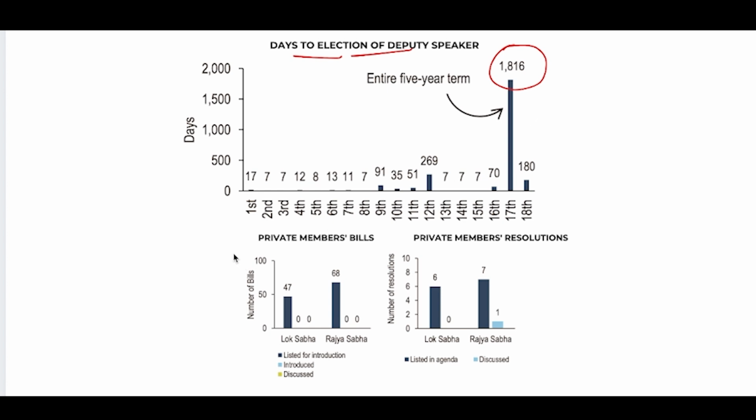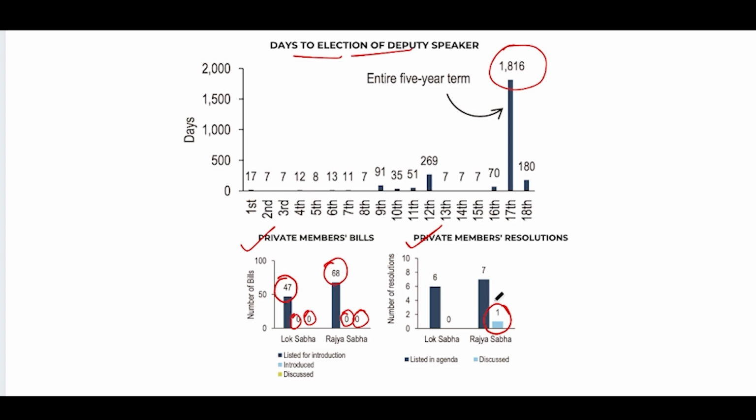deputy speaker. When it comes to the participation of non-government members in lawmaking, denoted by private member bills and private member resolutions, the ability of non-government functionaries to participate in lawmaking, you can see that out of 47 private member bills, 0 were passed and 0 were discussed, and that is for Lok Sabha. In case of Rajya Sabha, around 68 bills were listed for introduction, 0 were introduced and 0 were discussed. Similar is the case with private member resolutions, whereas only 1 private member resolution was eventually discussed.